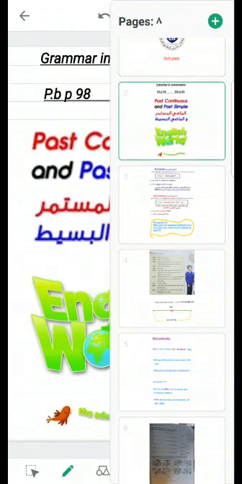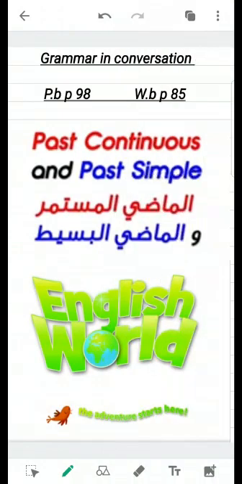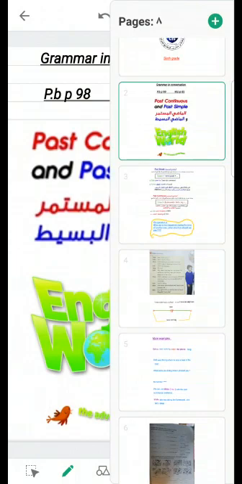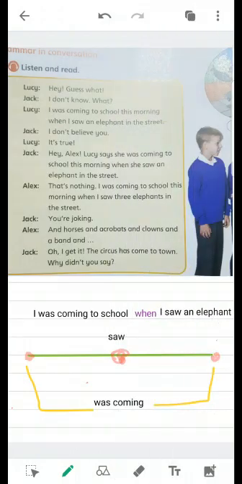So let's start our journey with Grammar in Conversation, Pupil Book, page 98. And of course, the homework will be on the Pupil Books, page 85. We're going to discuss as a revision the past continuous and past simple, الماضي المستمر والماضي البسيط. Please open your pupil book at page 98.